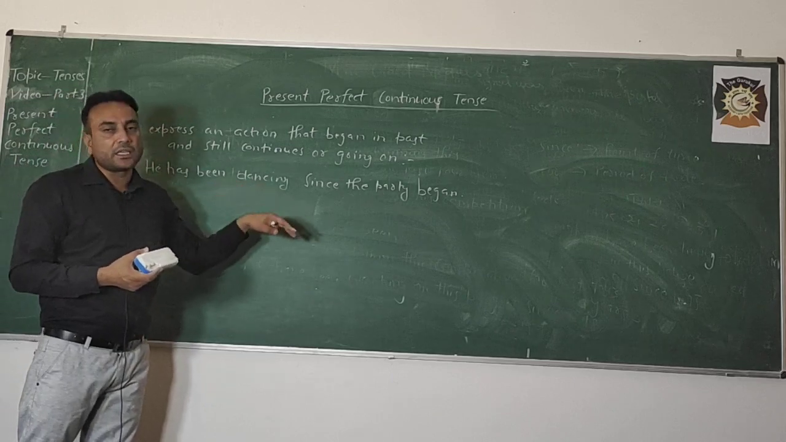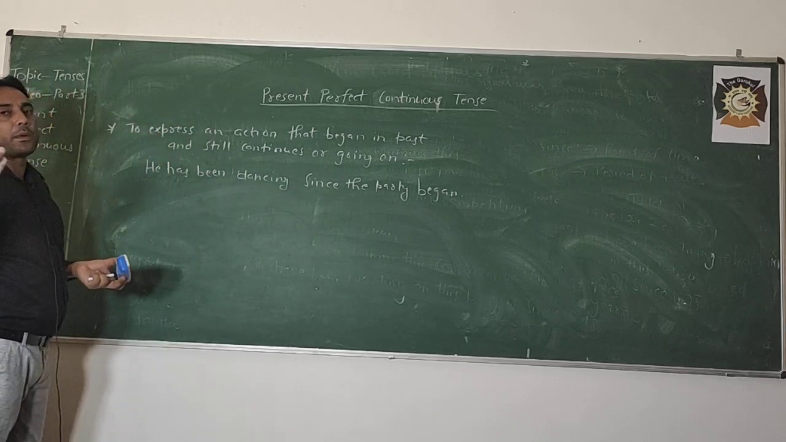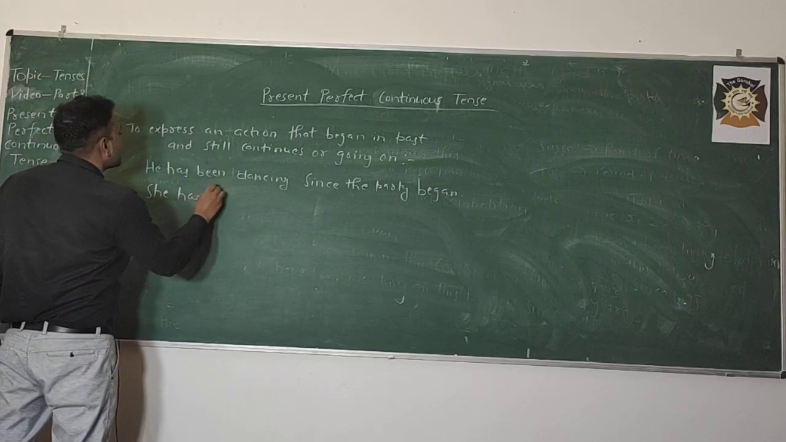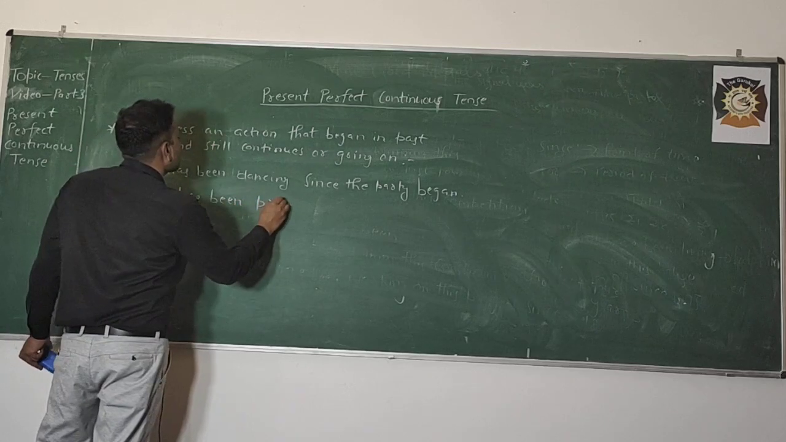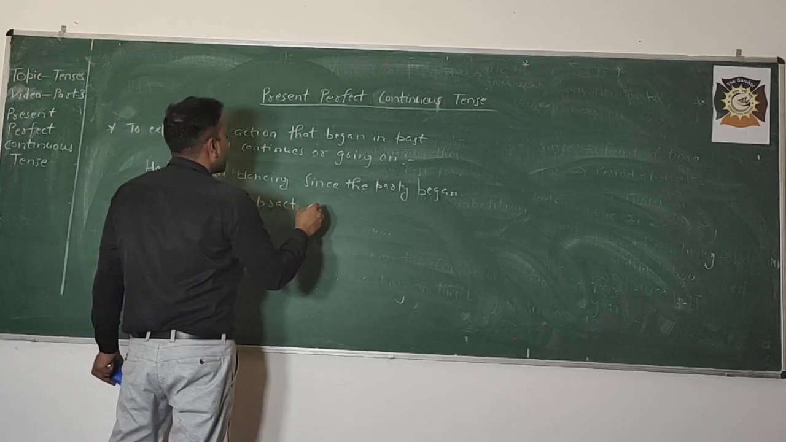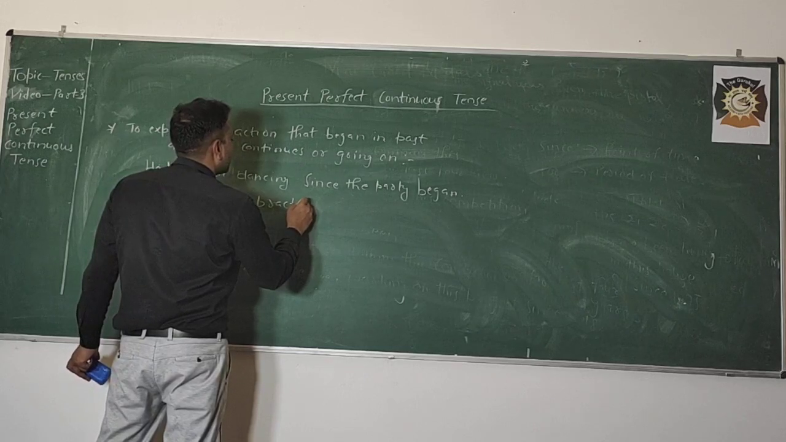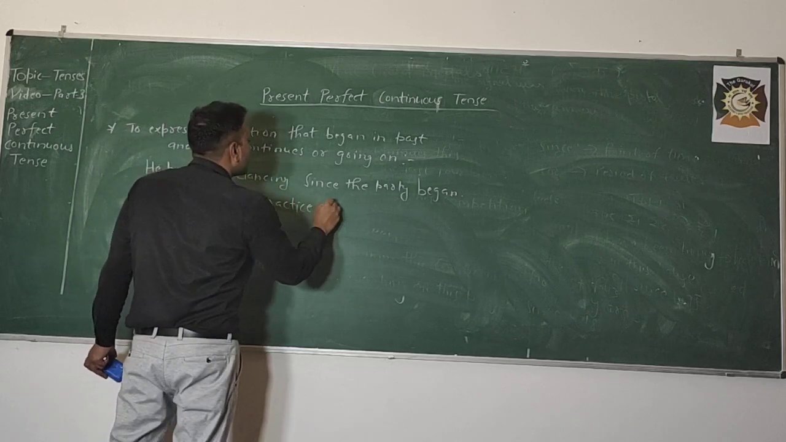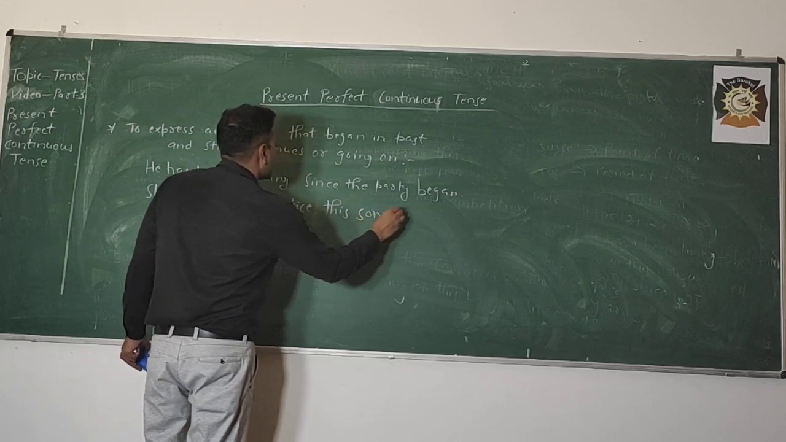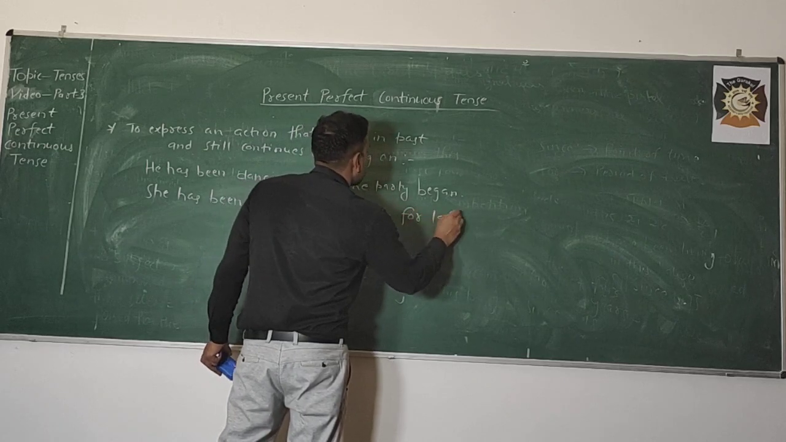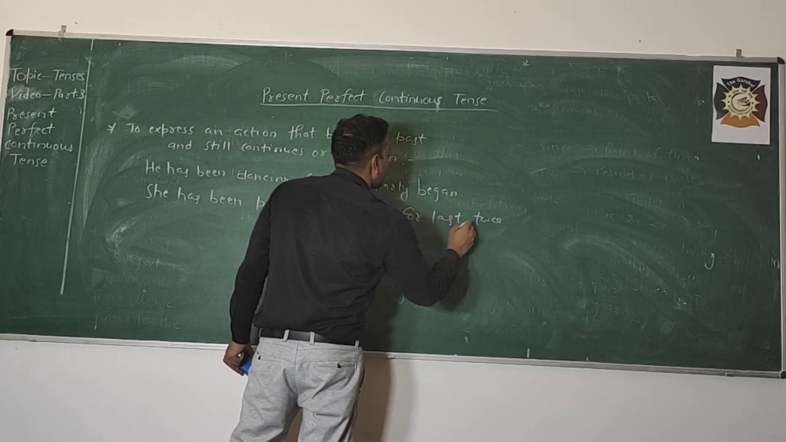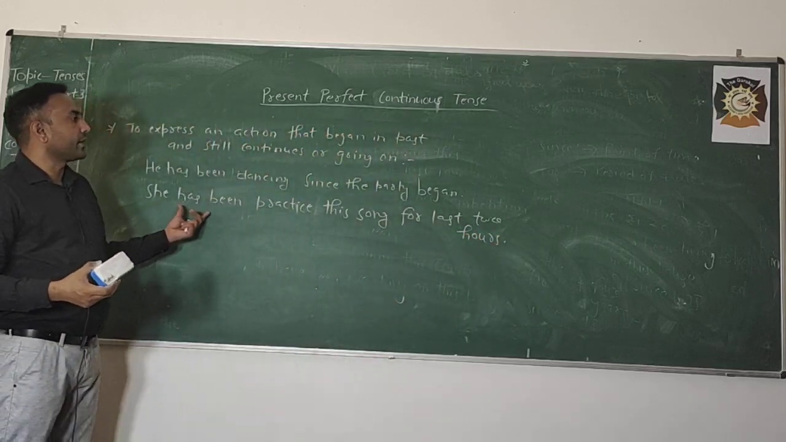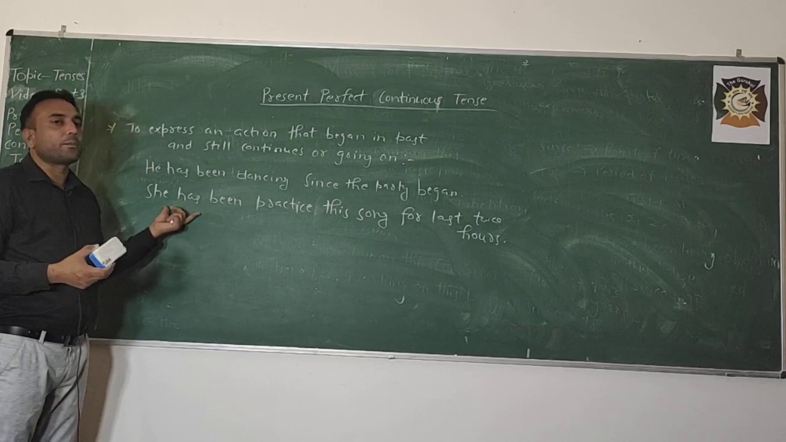So he has been dancing, still he is dancing, and she has been practicing. She has been practicing this song for last 2 hours. 2 hours means she has started, the action has started somewhere in the past and still it is going on.